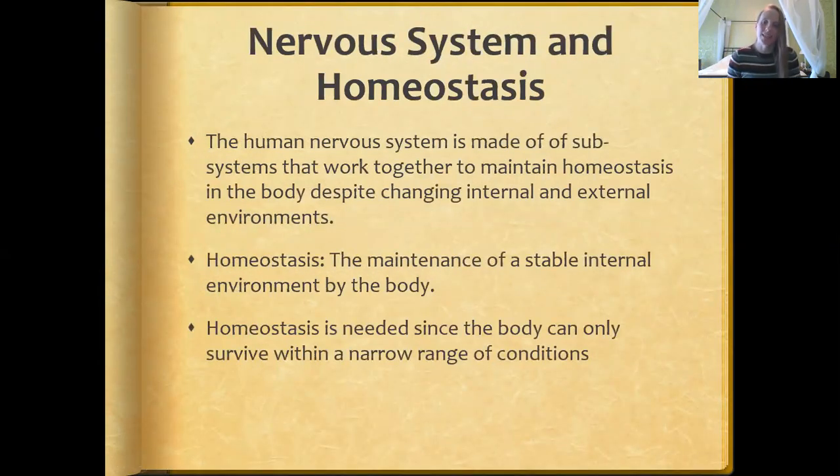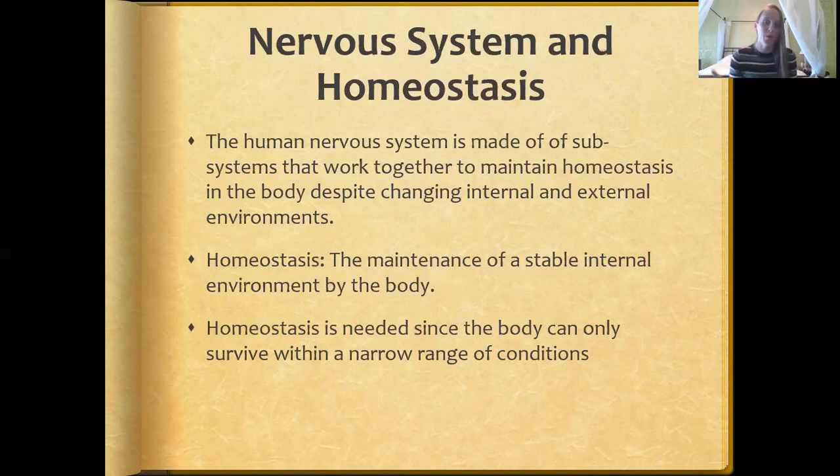So the human nervous system is made up of a whole bunch of subsystems that work together to maintain homeostasis in the body despite any changes to the internal or external environment. And when we say maintain homeostasis, what we mean is maintaining a stable internal environment. So making sure that your blood pH or your blood oxygen levels are stable, making sure that your internal temperature is stable, stuff like that. In order for humans to survive, we need homeostasis. Our body only works within a very narrow set of internal conditions. And as soon as we get outside of those conditions, different parts of our body will start to shut down.